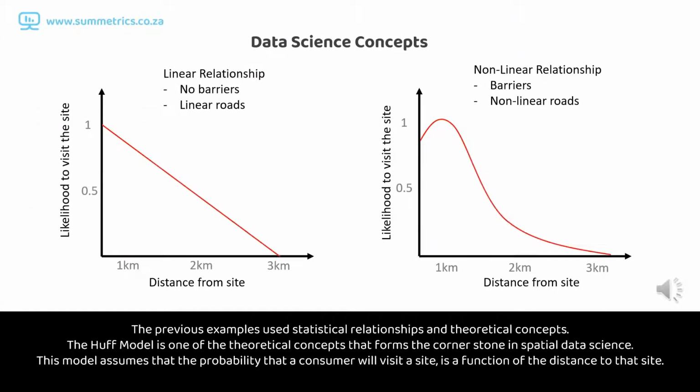The previous examples use statistical relationships and theoretical concepts. The Huff model is one of the theoretical concepts that forms the cornerstone in spatial data science. This model assumes the probability that a consumer will visit the site is a function of the distance to the site.